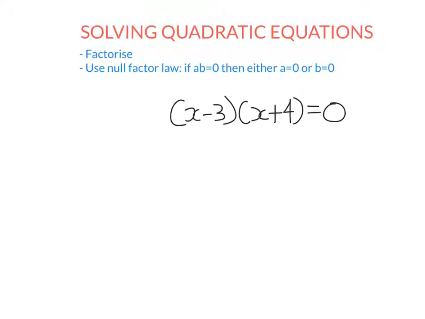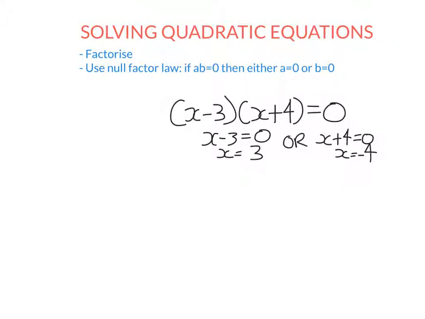What we're aiming to do is start with a quadratic expression. Remember, that means it has an x squared term. We will factorize to get something like this. So what we have is something times something equals 0. The null factor law says either the first something is equal to 0, which would mean x equals 3, or the second something is equal to 0, in which case x would be minus 4.